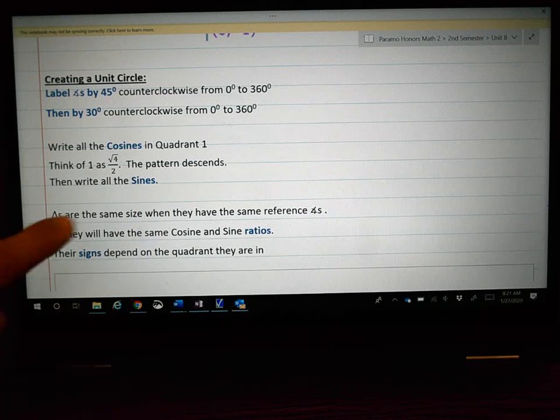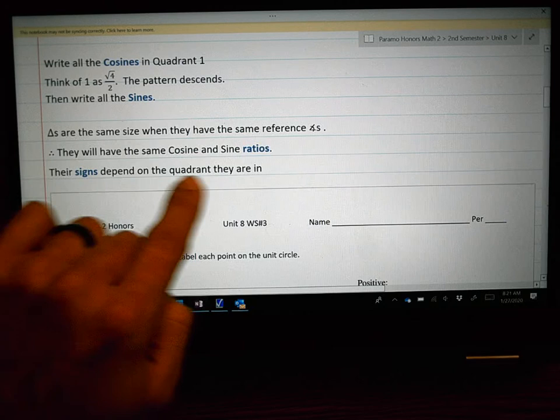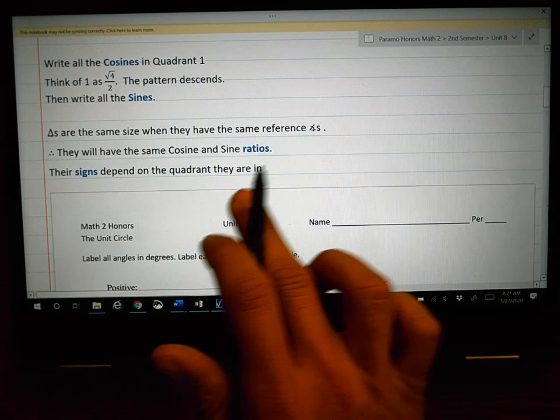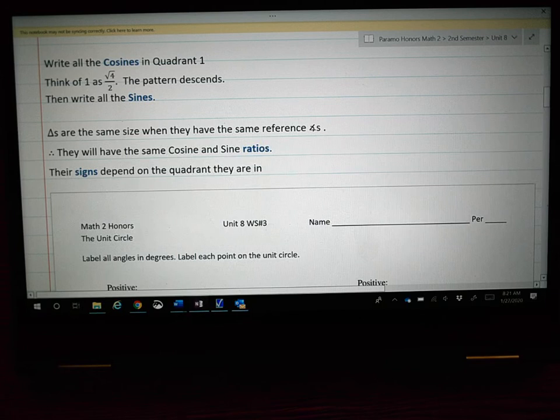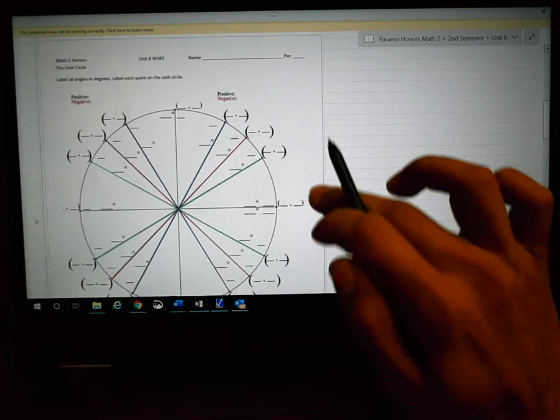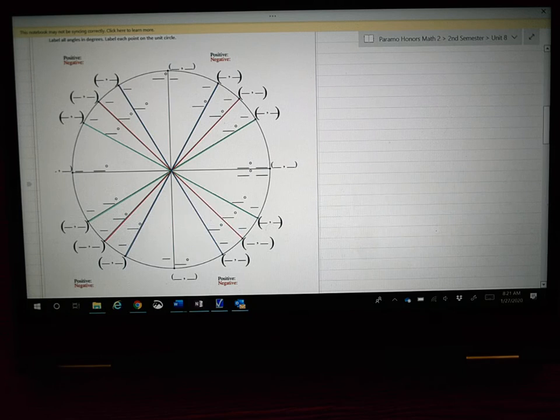I'll explain what that means. The triangles are the same size when they have the same reference angles, and they'll have the same cosine-sine ratios, and the signs depend on the quadrant they're in. If you do not know what that means, you may want to look at that as we do this. You have something like that in your notes. It's blank. Turn the page if you have not seen it yet. There is a blank unit circle.